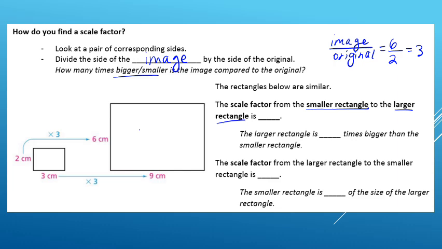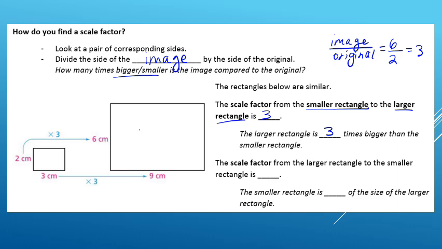And so I'm going to just double check that down here as well to make sure I'm correct. And I see the sides are going from 3 to 9. So I'm going to think about how 3 times 3 is 9. And because they're similar figures, this works, right? They have the same scale factor to make both sets of corresponding sides. So I'm going to say that the scale factor from the smaller rectangle to the larger rectangle is 3. Therefore, the larger rectangle is 3 times bigger than the smaller rectangle.